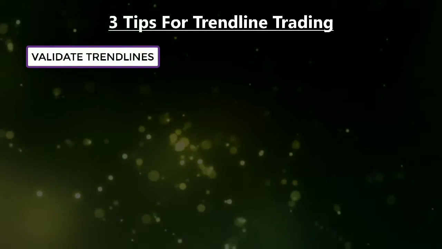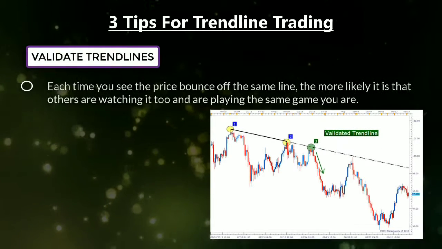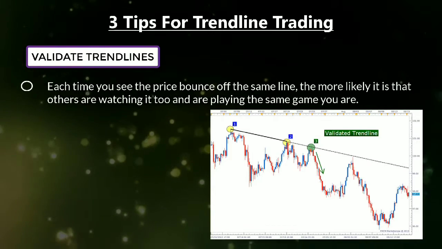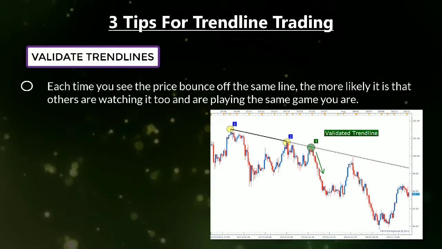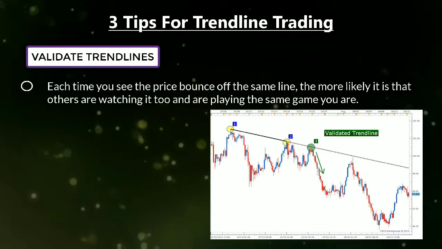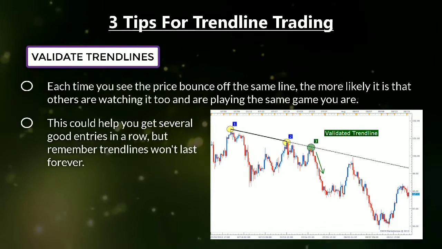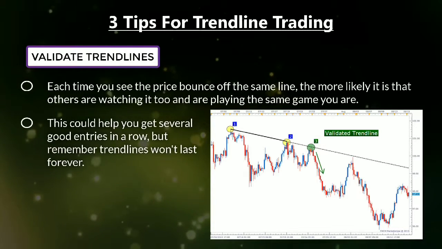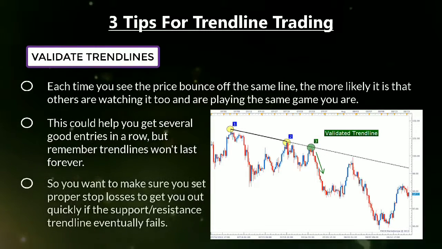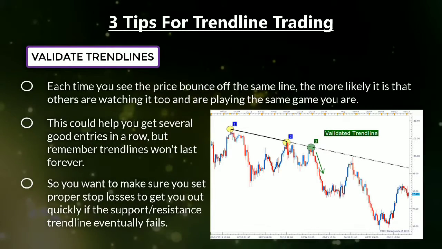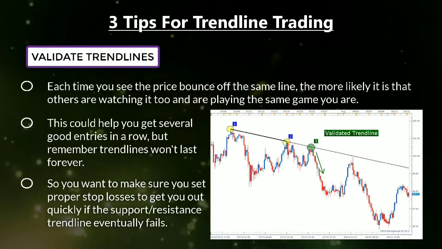Validate trend lines. Each time you see the price bounce off the same line, the more likely it is that others are watching it too and are playing the same game you are. This could help you get several good entries in a row, but remember, trend lines will not last forever. So you want to make sure you set proper stop losses to get you out quickly if the support or resistance trend line eventually fails.